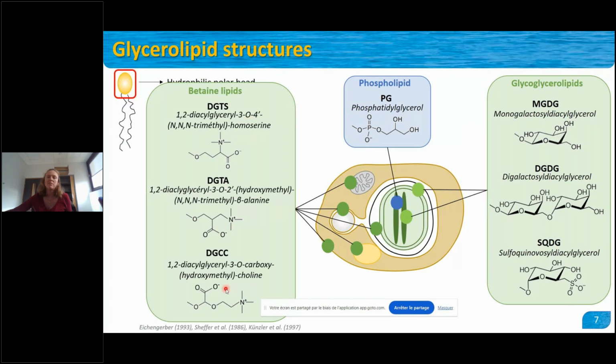Three betaine lipids have been described so far. DGTS is the most common one. It looks like phosphatidylcholine because you still have your trimethylated nitrogen, but instead of having the negative charge borne by a phosphate, it's a carboxyl group. And depending on the position of the carboxyl group, it will change the nature of the betaine lipid. This one is the more studied, and is the only one where we know the synthesis pathway.